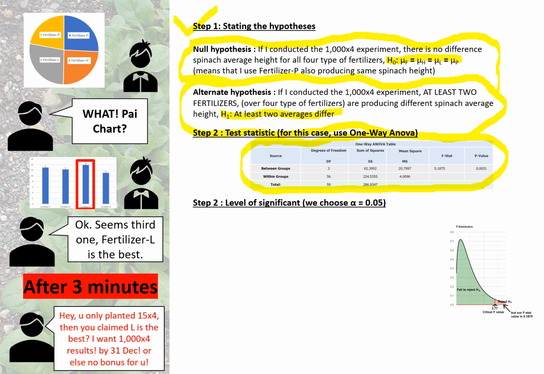Okay, step 3, not step 2. Level of significance. For our case, we choose the level of significance equal to 0.05. Why 0.05? This is a standard border for us to get a reasonable conclusion.